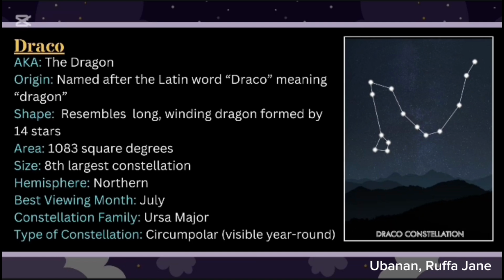The brightest star in Draco is Tuban, also known as Alpha Draconis. It's a white subgiant star located at the dragon's tail.